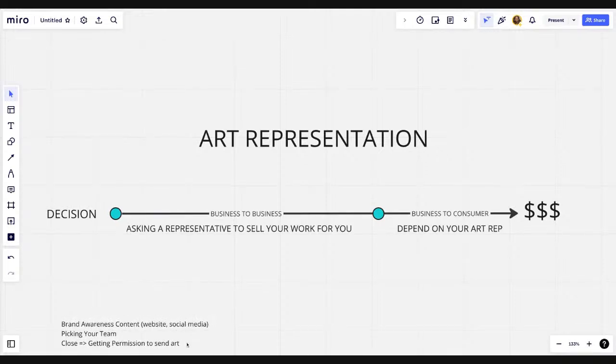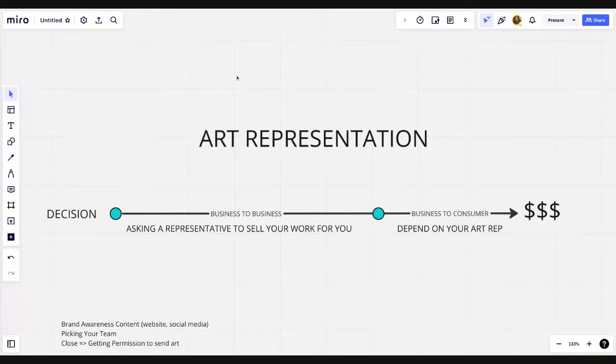All right. So art representation really starts with a decision. When you take a look over on the left-hand side, as business owners, we have to make a decision whether art representation is for us. Is this a method? It's more of a passive method.